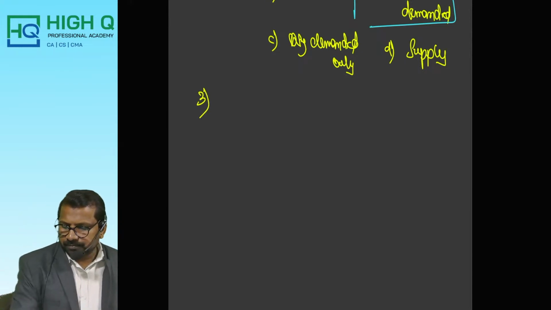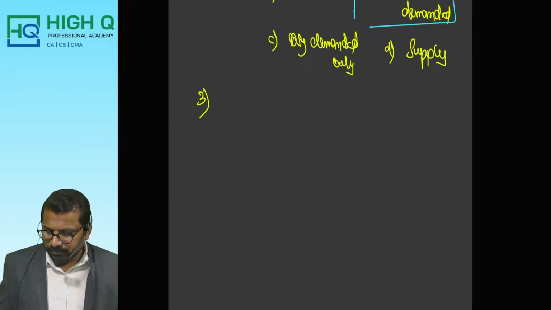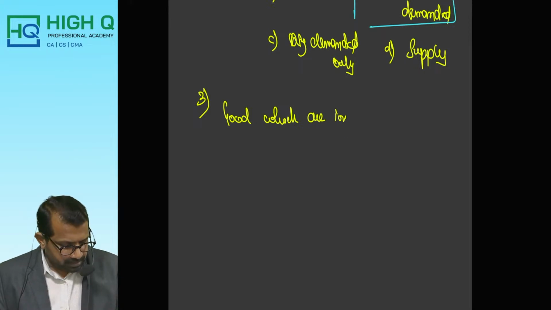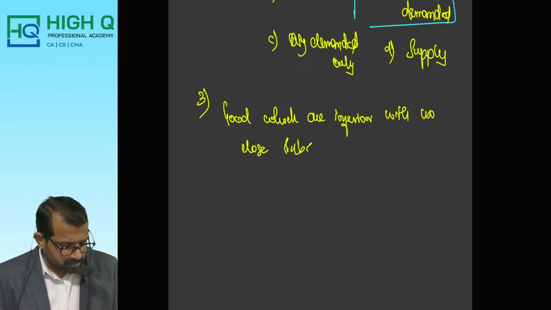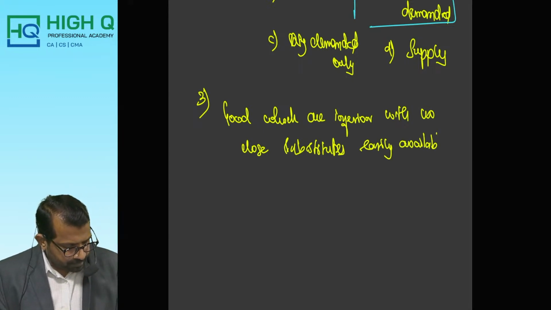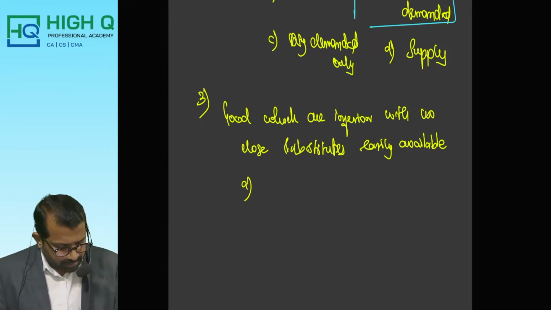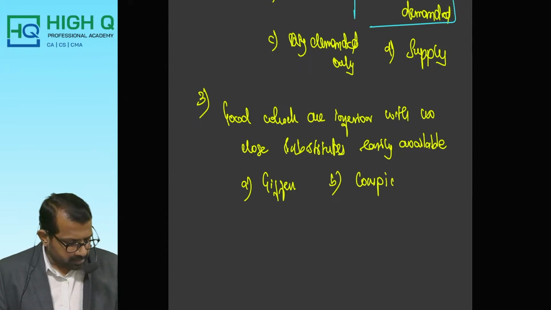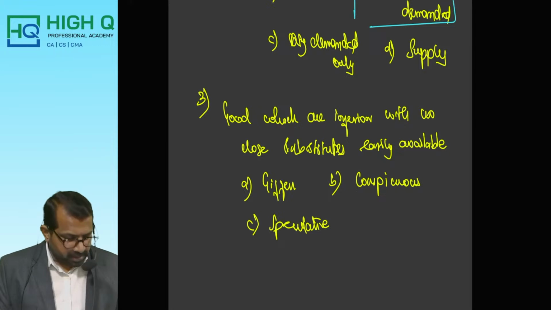Then third question. Goods which are inferior with no close substitutes easily available: A, Giffen; B, conspicuous; C, speculative; D, prestige.